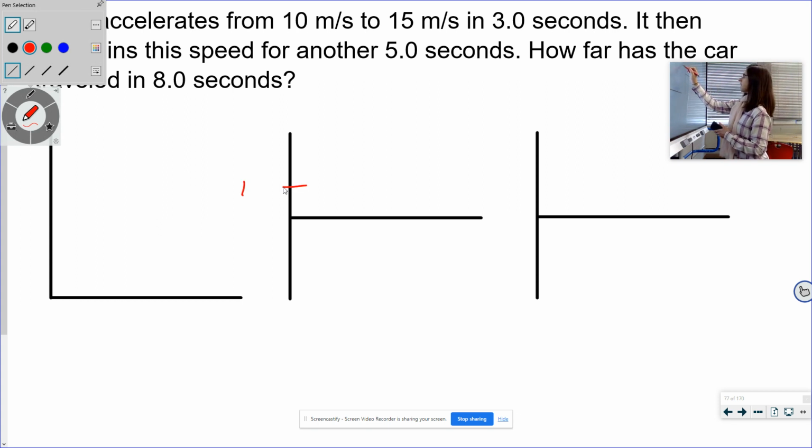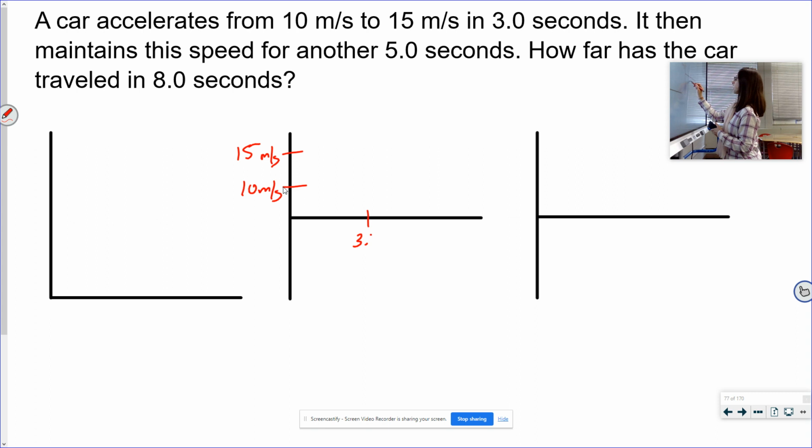We're starting with a speed of 10, we'll indicate that. We're going to a speed of 15, we'll indicate that as well. This is happening in a total time of 3 seconds. So we start at 10, we end at 15, constant acceleration for the purposes of this class. It's going to maintain this speed for another 5 seconds, so that's going to put us at a total of 8. Maintaining the speed means it's constant here.